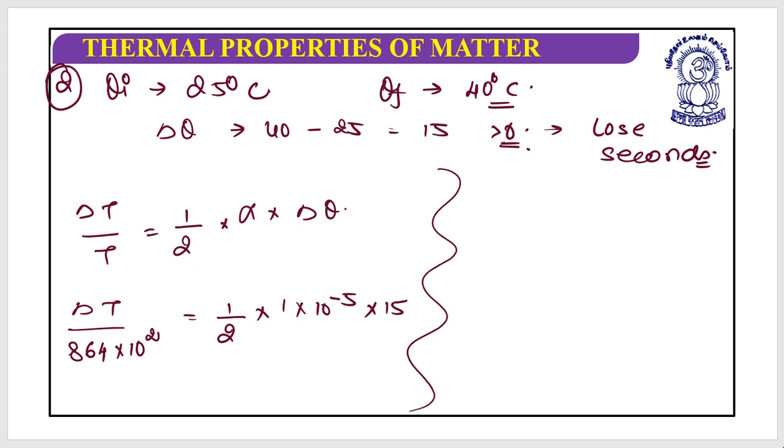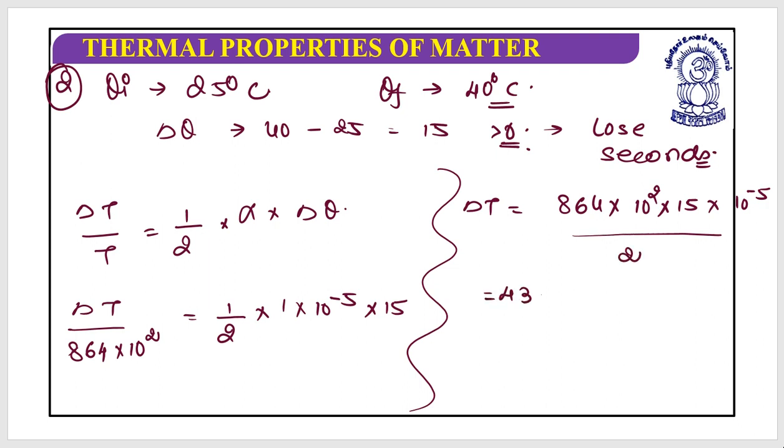So from this, delta t is equal to 864 multiplied by 10 to the power 2 multiplied by 15 into 10 to the power minus 5, divided by 2, which is equal to 432 multiplied by 15 into 10 to the power minus 3. The 864 has become 432.